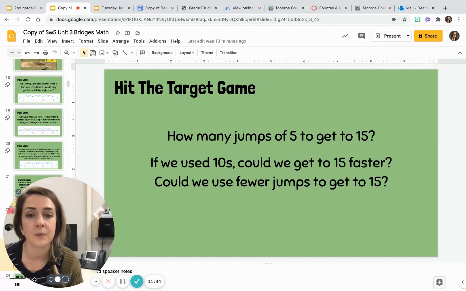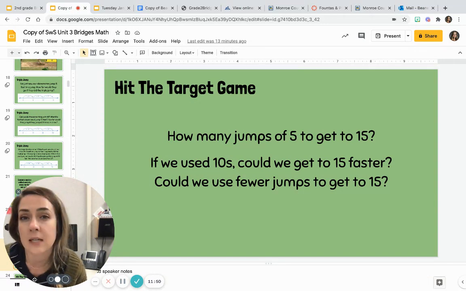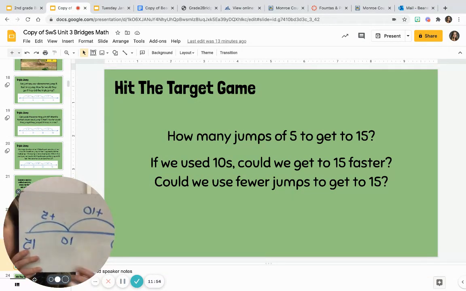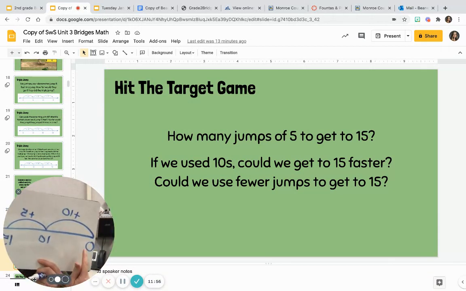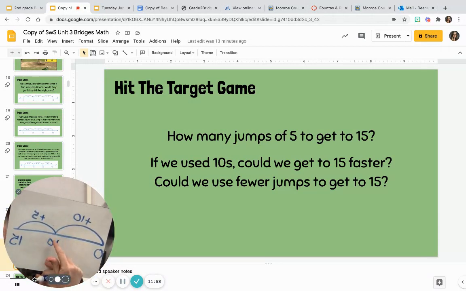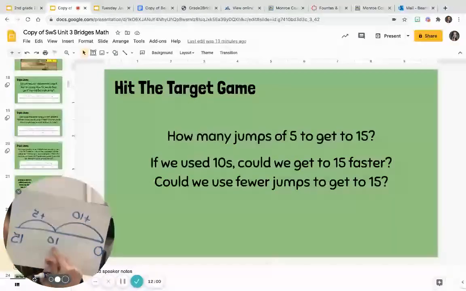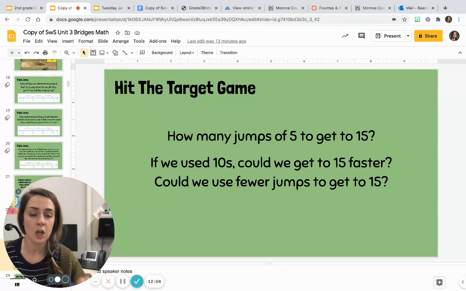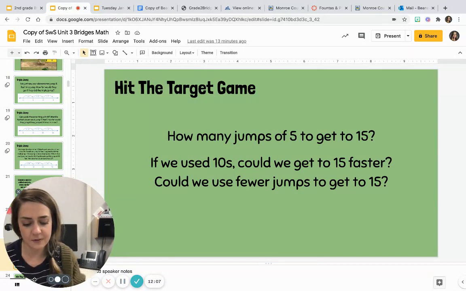All right. So remember, our target number is 15. I want to use a hop of 10 and then figure out what else I need to hop. Here's what mine looks like. Started with 0. I did one big hop plus 10 to get to 10, and then plus 5 to get to 15. Could we use fewer jumps to get to 15?